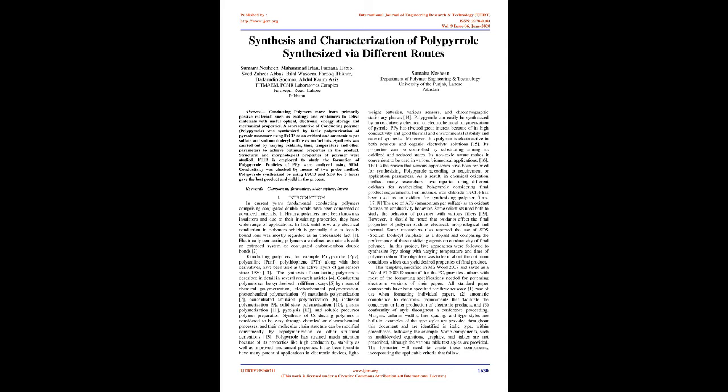FTIR is employed to study the formation of polypyrrole. Particles of PPY were analyzed, and semiconductivity was checked by means of the two-probe method. Polypyrrole synthesized by using FeCl3 and SDS for 3 hours gave the best product and yield in the process.